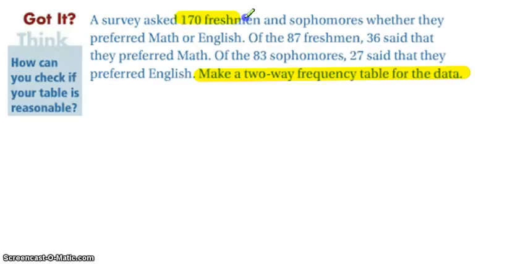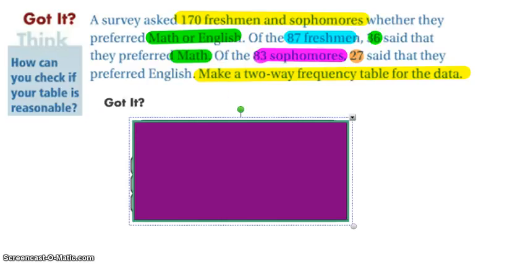A survey asked 170 freshmen and sophomores, so there's freshmen and sophomores, hint hint, whether they preferred math or English. Of the 87 freshmen, 36 said that they preferred math, and of 83 sophomores, 27 said they preferred English. You should be able to figure out the math to solve for the other values. If you have yet to create your own table, pause the video and do so now.